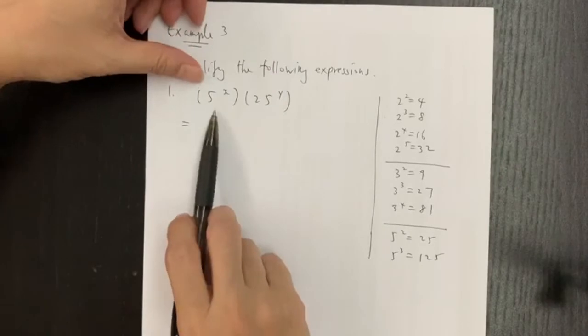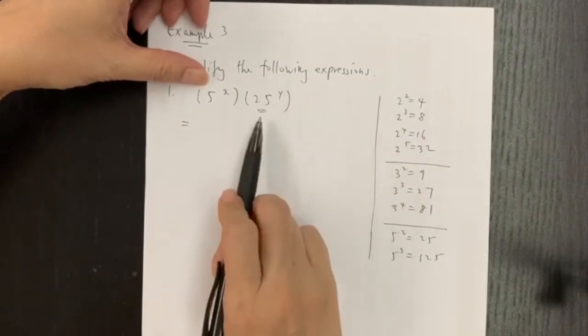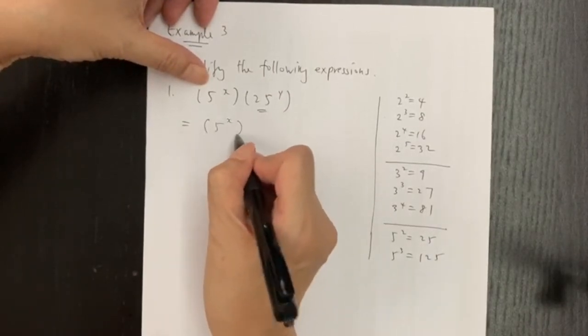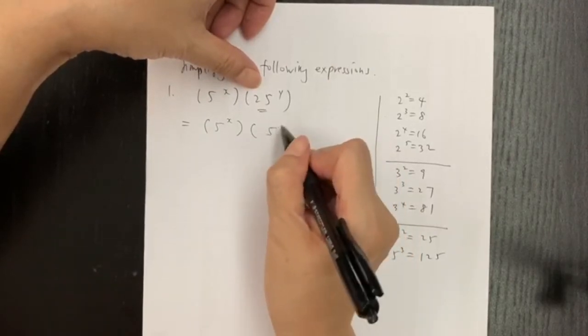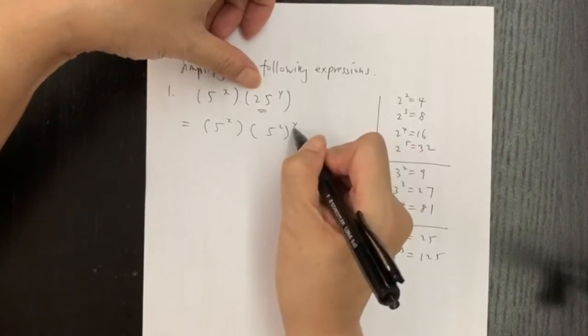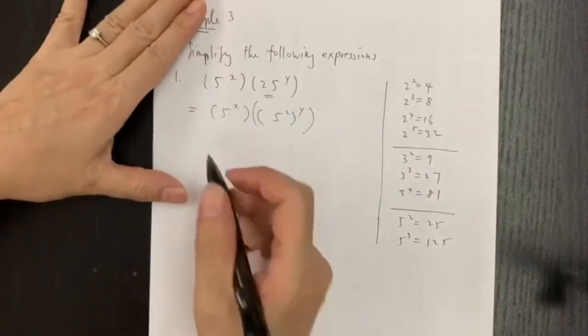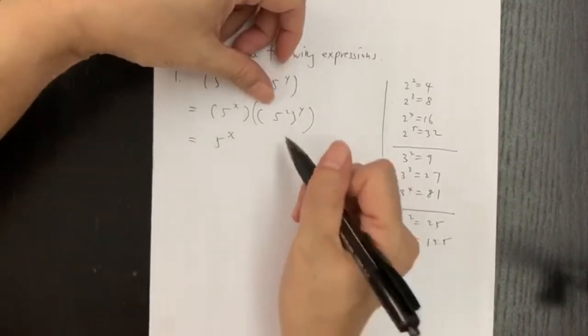Okay, now to do this, 5^x times 25. So first thing, we have to change this to the factor of 5. So that will be 5 to the power x, and then what about 25? 25 is the same as 5 squared. All right, and then I have my y here, and then use the brackets.